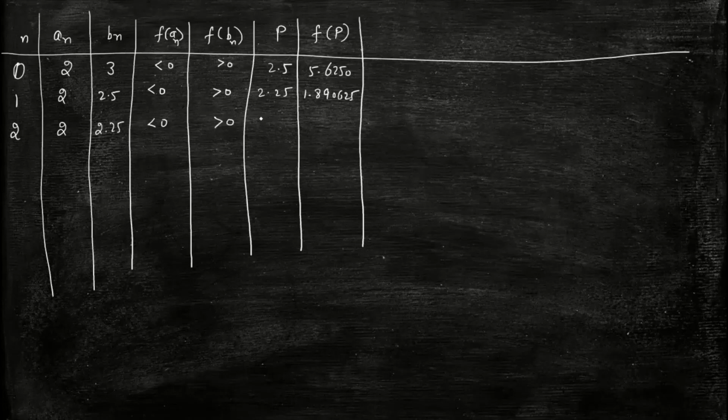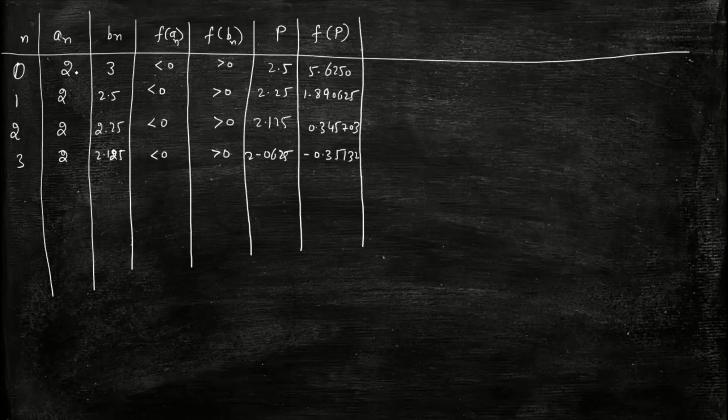The midpoint of 2 and 2.25 is 2.125, and the function value there is 0.345703. Again, this is greater than 0, so we will simply update b. So this will be 2 and this will be 2.125. This will be less than 0, this greater than 0, and the midpoint of 2 and 2.125 is 2.0625. The function value at p is minus 0.35132. Here we can see that f(p) is less than 0.